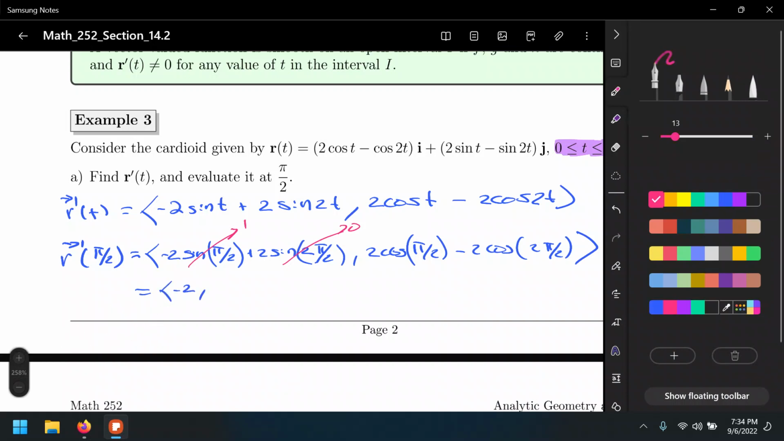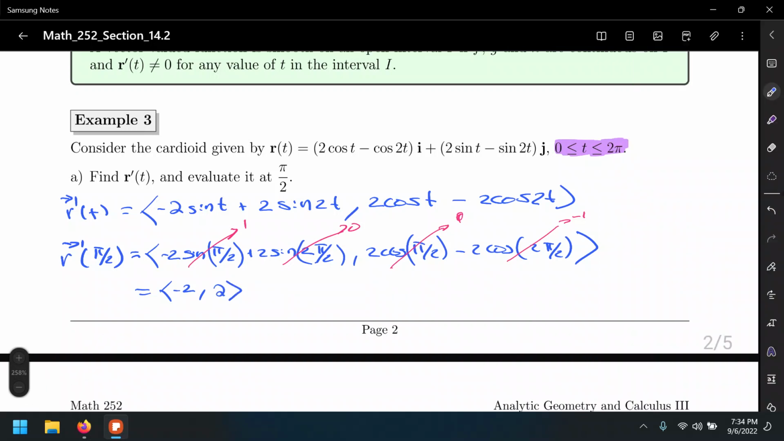Comma, the y component is going to be, well, cosine of pi over 2, that's 0. And cosine of 2 pi over 2, which is cosine of pi, that's negative 1. But be careful, because this negative 1 times the negative 2 in the coefficient is going to be positive 2. So that's what it's going to be. So again, in this case, evaluating a vector function at a value, the output is another vector, not just a value like we did with functions f of x in Calc 1 and 2.